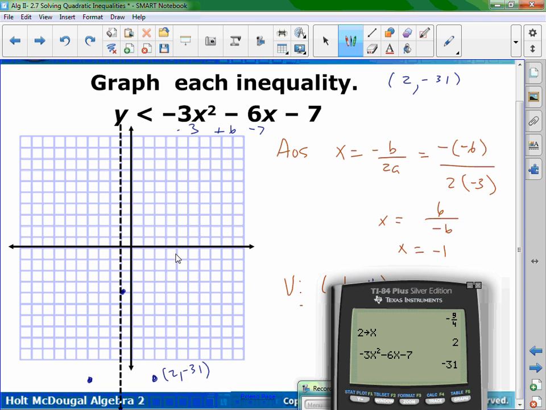Is my U going to be dotted or solid? Dotted. So I'm just going to draw a dotted U. My shading, does it go above the line or below the line? Less than is below it, so below the line is down here.